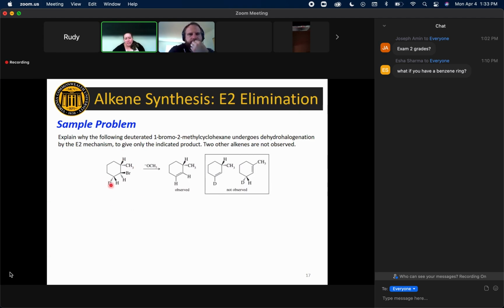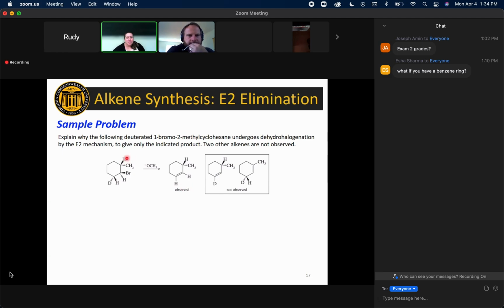So reminder, D stands for deuterium, which is just like a hydrogen atom. It just has an extra neutron in it. So a deuterium can be deprotonated the same way a hydrogen can be deprotonated. Well, not quite just as easily, but it can be deprotonated also. Okay, so think about this on your own for just a moment, and then we'll go through the answer together.